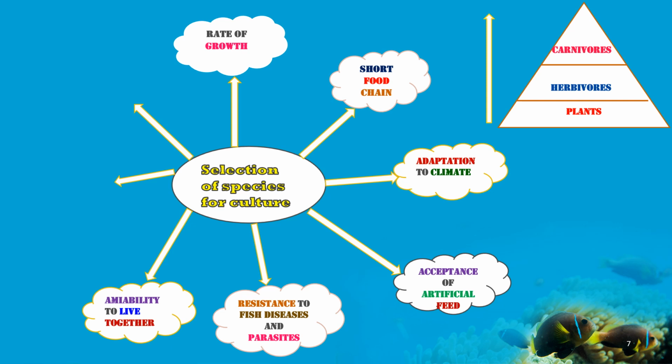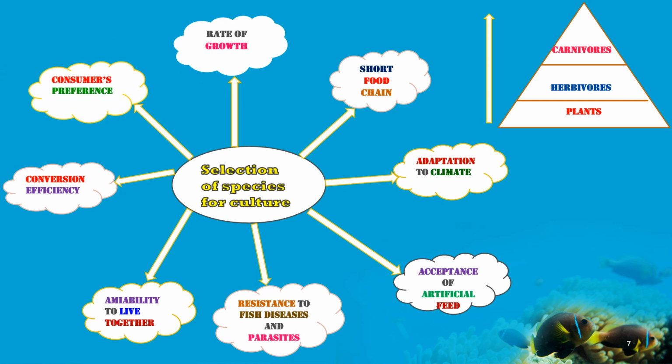The fish selected for cultivation should live together without interfering with each other. For example, the herbivorous fishes are not cultivable along with carnivorous fishes. The fish which gives more body flesh per unit of food consumed is preferred. The fish is also selected for cultivation according to consumers' preference.